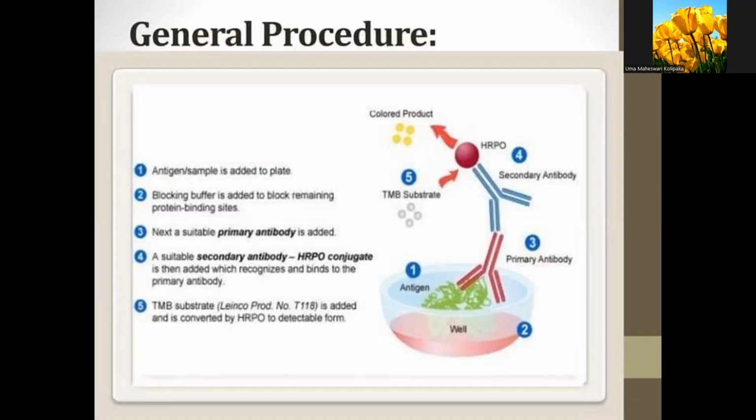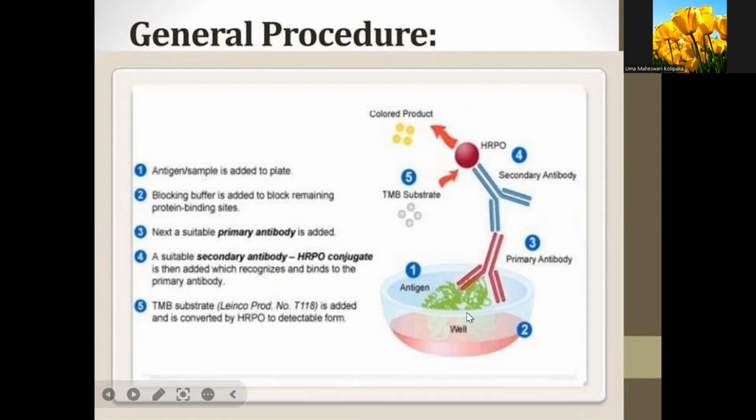General procedure. What is the basic procedure involved in ELISA? First of all, we take the antigen, that is, the sample is added to the plate. Blocking buffer is added to block the remaining protein binding sites. Next, the primary antibody is added. A suitable secondary antibody, HRPO conjugate, is then added, which recognizes and binds to the primary antibody. TMB substrate is added and is converted by HRPO to a detectable form. So this is the basic procedure.